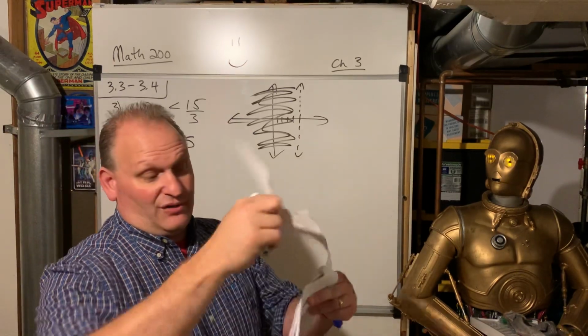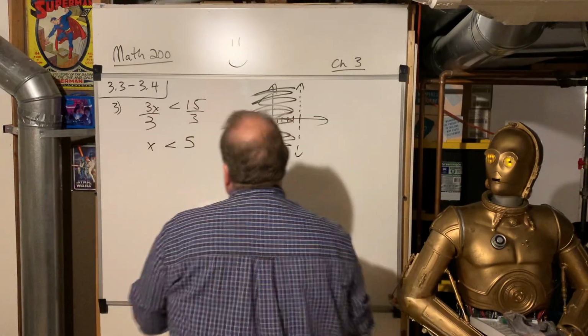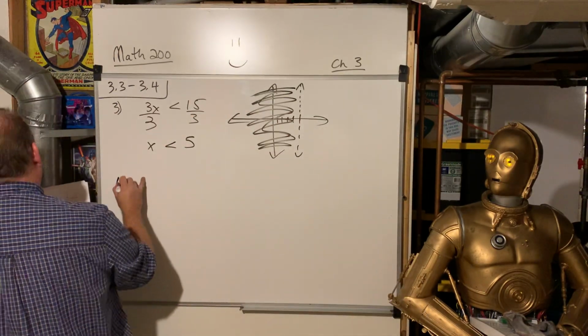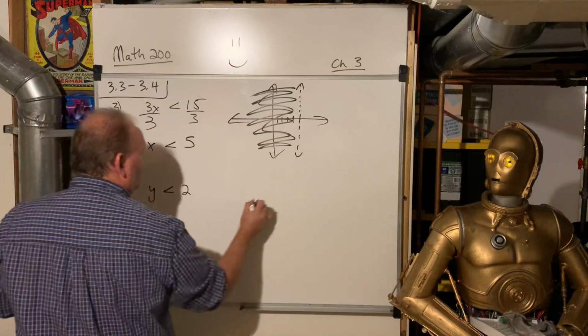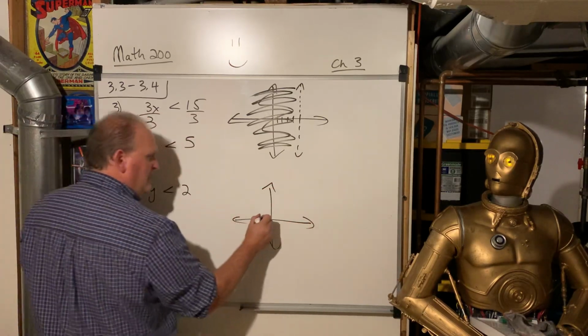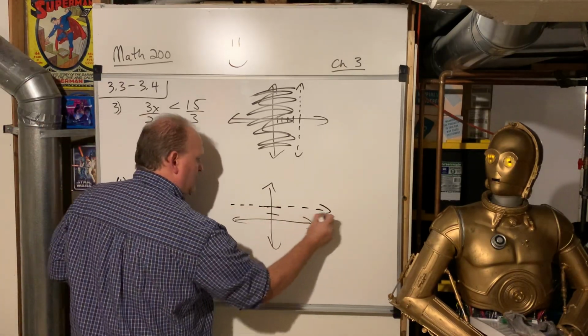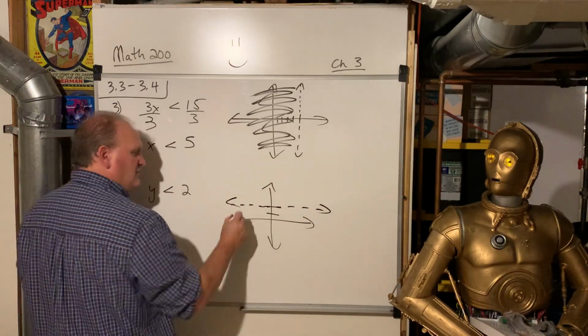So we like those verticals and horizontals. That brings me up to the next one, horizontal. Graph y is less than 2. Again, it's going to be a horizontal line. 1, 2. It's going to be dashed. And then where are the points that are less than 2? They're down here.